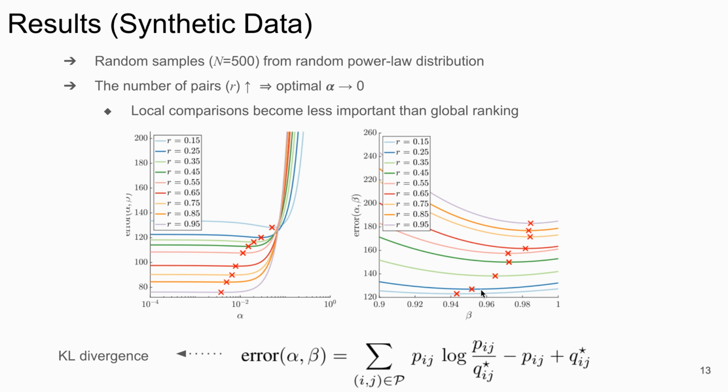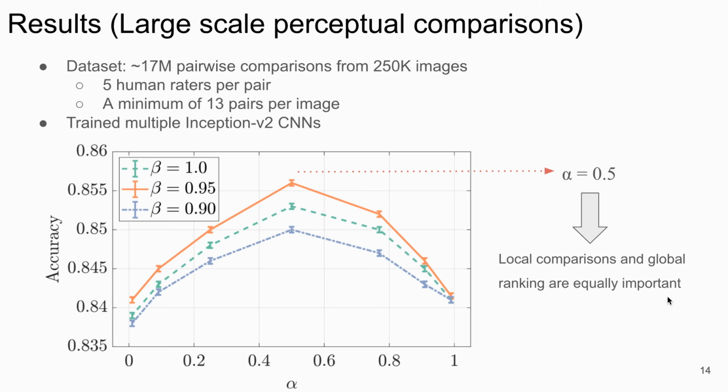As we decrease R, you can see that the optimal value for beta also decreases. This makes sense because smoothing would help when there is more ambiguity in the data. Here we present our results on a large-scale perceptual comparison dataset. This dataset consists of 17 million pairwise comparisons from 250,000 unique images. Each image pair is rated by 5 human raters.